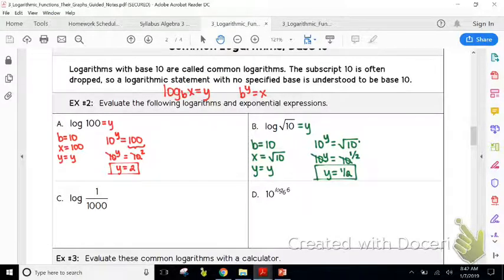I did not understand that. Which one? Changing the square root of 10 to 10 to the 1/2? Yeah, I don't know what.